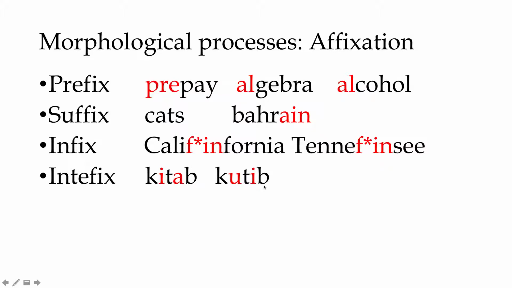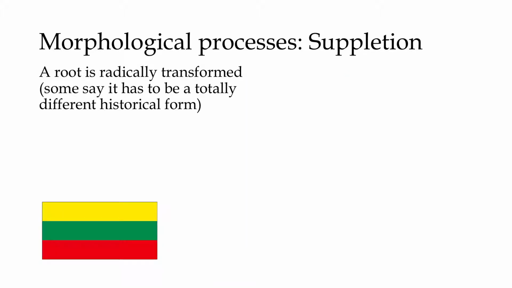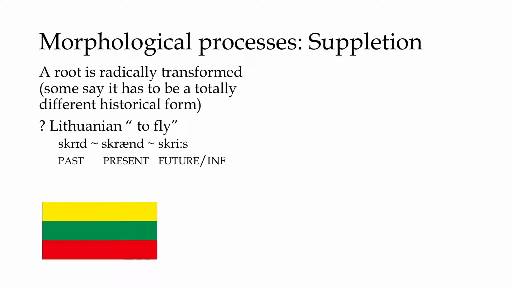So a key sign that you've got an affix is adding sounds to the word. The morpheme plus the affix, there'll be more sounds than the morpheme without the affix. Another process altogether is suppletion. This is where a root is so radically transformed that some say it would have to be from a totally different historical form. There's really no resemblance between the roots that are being talked about here.